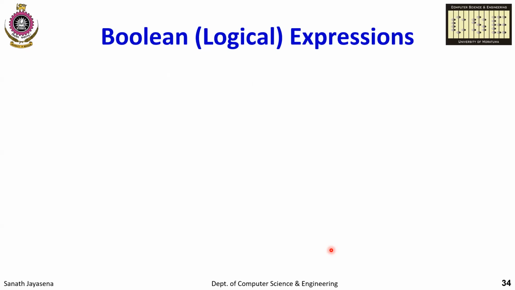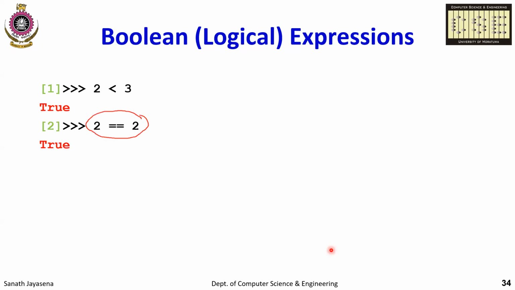All right, next type of expressions are Boolean. We can equivalently say logical, right? So here are some examples. We have seen things like this before. 2 less than 3. Yes, it's true. So any operation that results in true or false is a Boolean or logical expression. So here's how you would perform a comparison. 2 equal equal 2. This is how you would compare things for equality. Of course, 2 is equal to 2. Therefore, you get the result true.